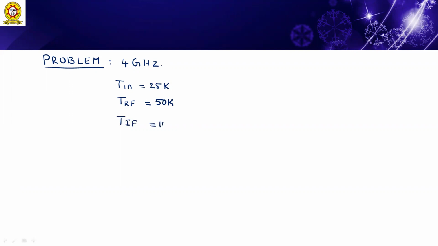For a given receiver of 4 gigahertz, they mentioned the values: T in equals 25 K, TRF equals 50 K, TIF equals 1000 K, T mixer 500 K, GRF 23 dB, GIF 30 dB. Clear? This is the given data.